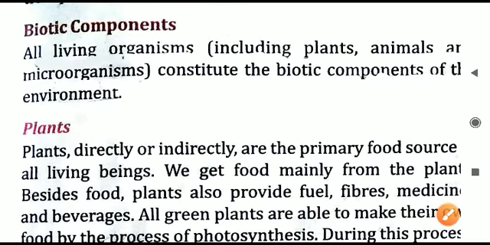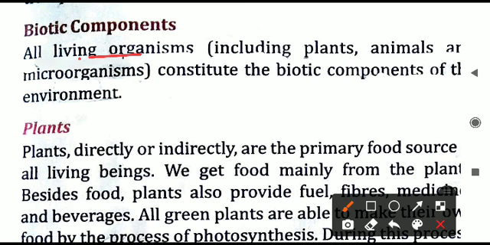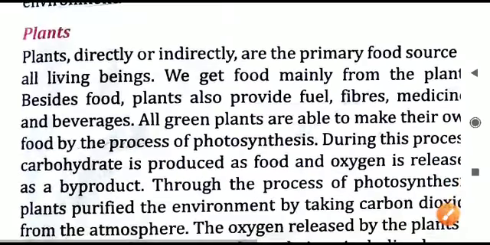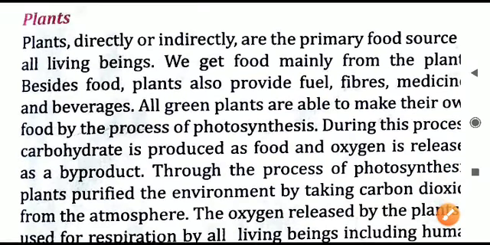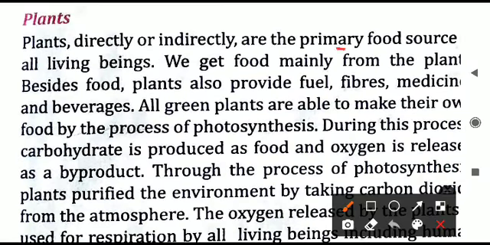Now we move on to the next one, that is the biotic component. That is the living things itself, the plants, animals, different microorganisms. All these are the biotic components on the planet Earth, or we can say of the environment. First we'll see about the plants. We already know that they are the primary food source. They prepare the food from the photosynthesis process only, and ultimately we get the food from the plants.